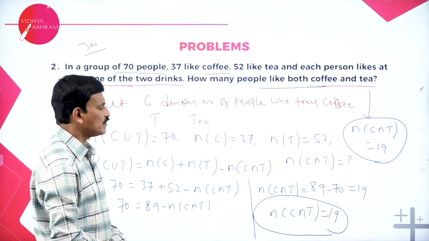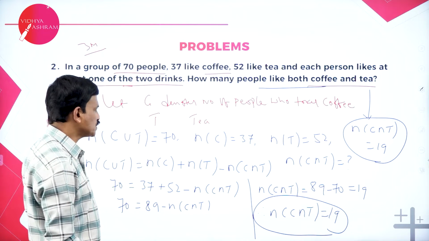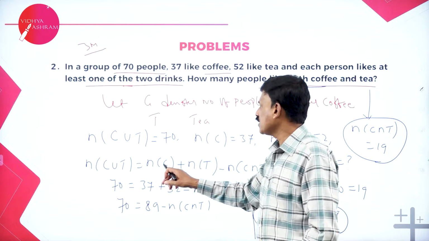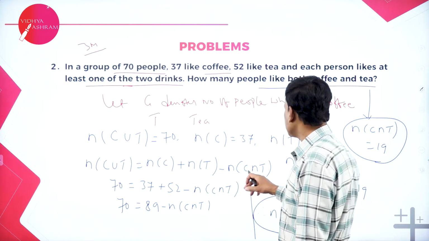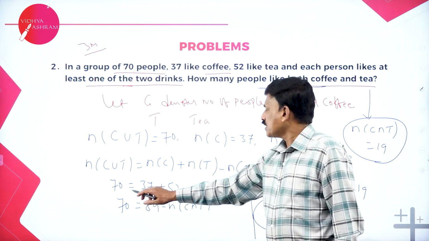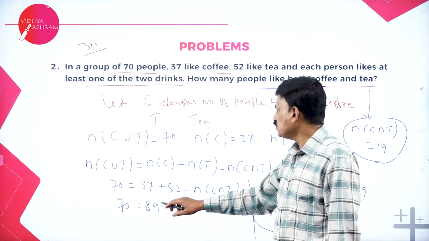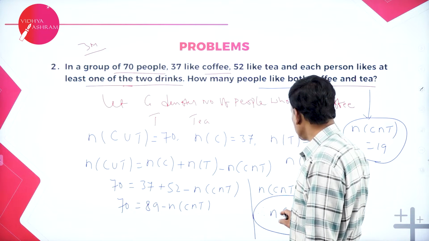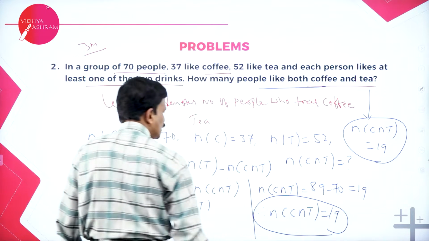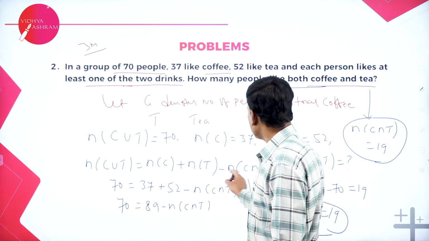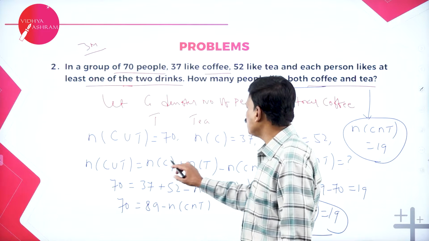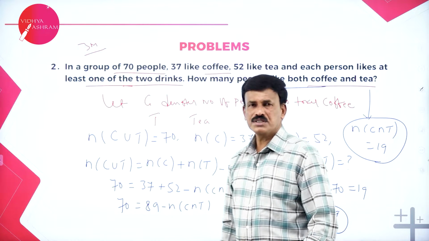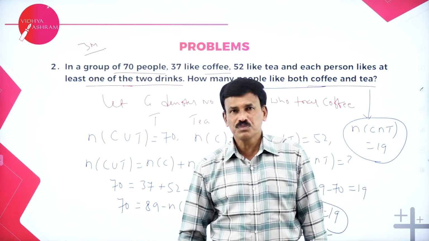Okay. Now N of C intersection T is to be determined. So C union T, coffee and tea, is 70. 70 is equal to N of C, 37, plus N of T, 52, minus N of C intersection T, which is to be determined. 70 is equal to 37 plus 52, 89, minus N of C intersection T. Transfer this: N of C intersection T is equal to 89 minus 70, that's equal to 19. Otherwise, you can write N of C intersection T is equal to N of C plus N of T minus N of C union T. You can interchange the formula also as you wish. Okay, right. Hope you followed this.